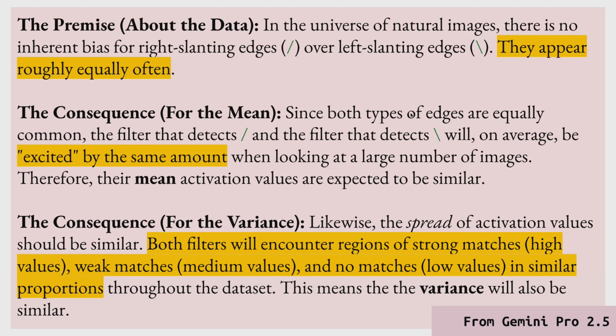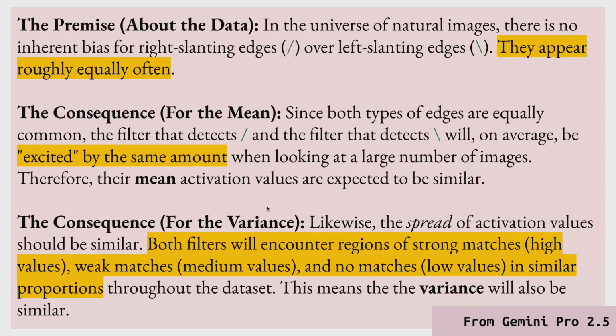So the consequence for the mean is that since both types of edges are equally common, the filter in our convolution layer that detects the right slanting edges and the filter that detects left slanting edges will on average be excited by the same amount when looking at a large number of images. So the mean activation, which is the excitement of the neurons through the use of the filter, are expected to be similar. So what this is basically saying is that on average, the pixels that are activated for these different filters are going to be equal across these different features that are roughly equally as frequently appearing in an image.